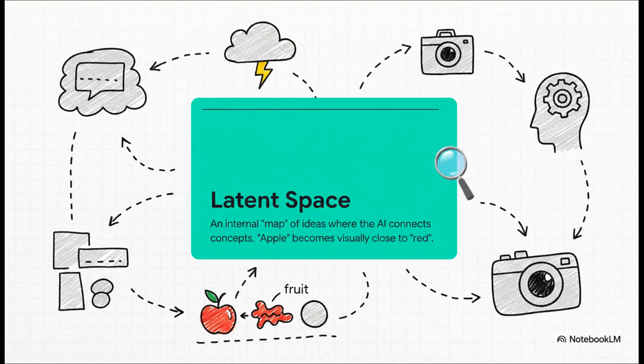So, how does the AI organize all this information? This is the cool part. It builds something called a latent space. The best way to think about it is like an internal map of ideas for the AI. On this map, things that are conceptually similar get clustered together. So the word apple isn't just floating around. It's a point on the map that's really close to concepts like red, round, and fruit. This map is the secret to how it understands what you're asking for.